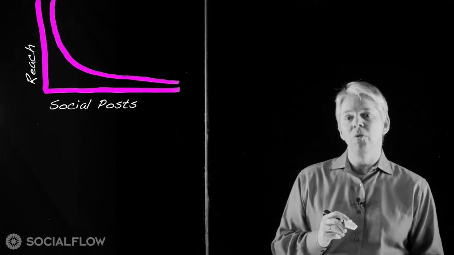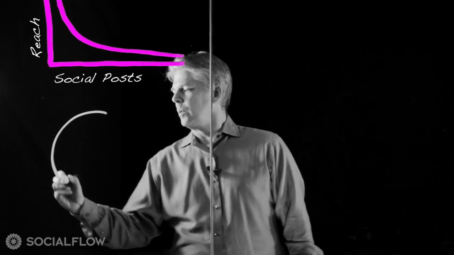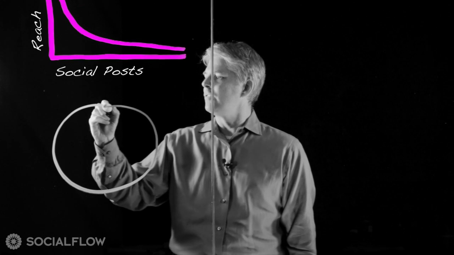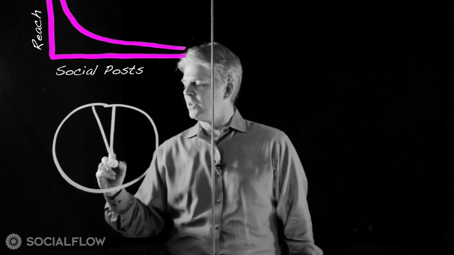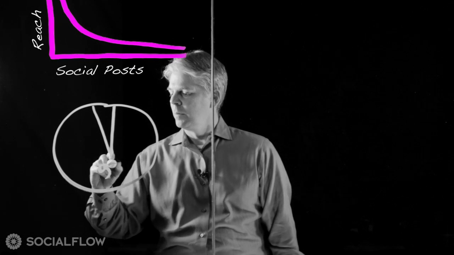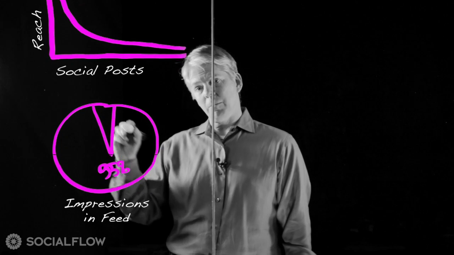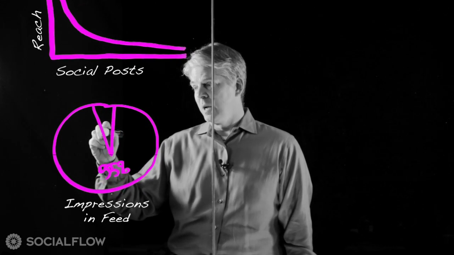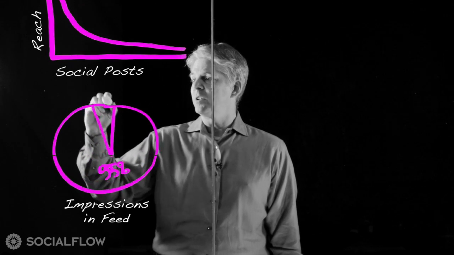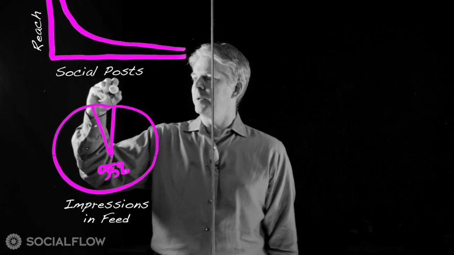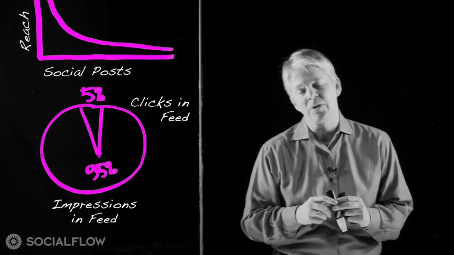We'll move on to the next one here, which is a pie chart that we're going to call the 95-5 chart. The reason we're going to call it the 95-5 chart is because 95% of your impressions come in feed. So when you put a story out to Facebook or Twitter, the 95% of the impressions in the feed are going to be compared to 5% that come from actual clicks or taps if it's on a mobile device.